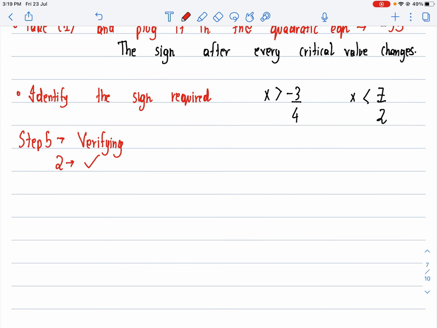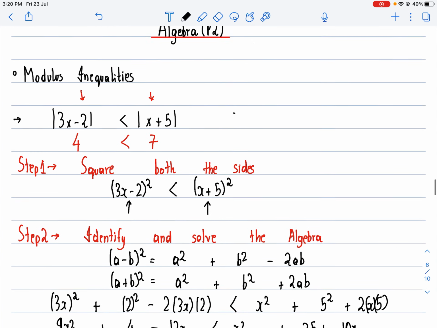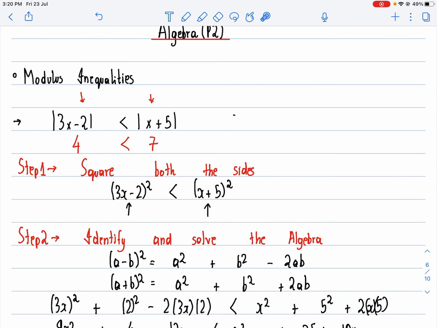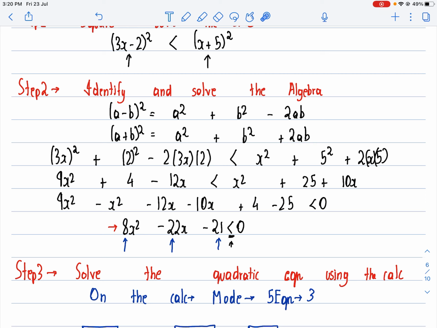We can again go through the steps. The first step is simple: you need to square both the sides. The second step is you need to identify the algebra, the a minus b the whole square, a plus b the whole square, and you need to solve till you get a quadratic.